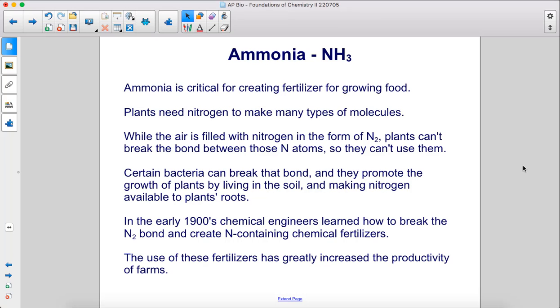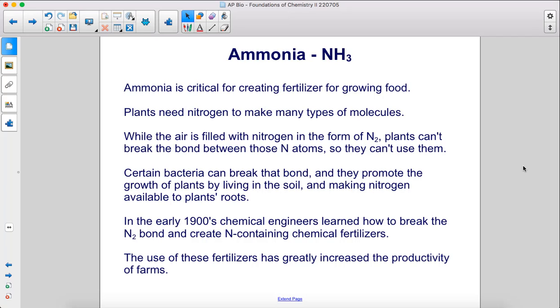Ammonia is critical for creating fertilizer for growing food. Plants need nitrogen to make many types of molecules. While the air is filled with nitrogen in the form of N2, plants can't break the bond between those nitrogen atoms, so they can't use them. Certain bacteria can break that bond, and they promote the growth of plants by living in the soil and making nitrogen available to plants' roots.